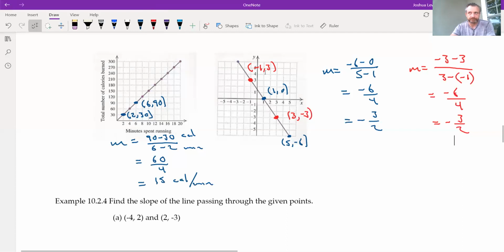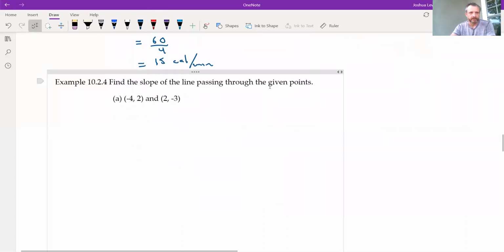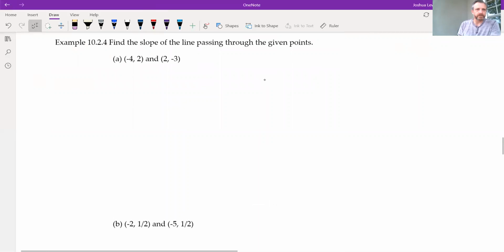All right. So let's do this again with just a couple points. Find the slope of the line passing through the given points.